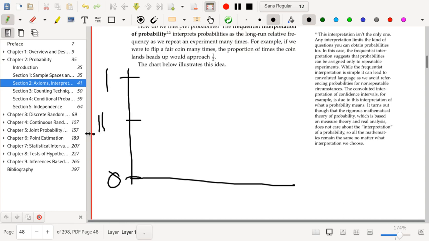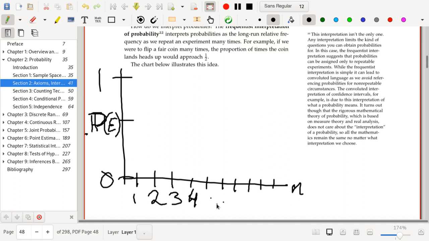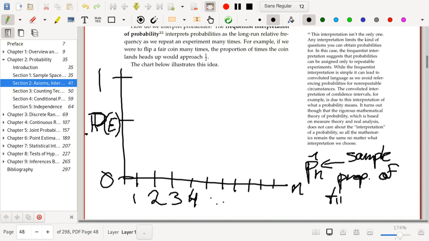Alright, so we have the probability of an event E. Okay? And along the x-axis, well, it's not really the x-axis this time, it will be the n-axis. And we're going to mark this axis off at integer values: 1, 2, 3, 4, and so on. And we are going to track p hat n, which is the sample proportion of times the event E occurs.